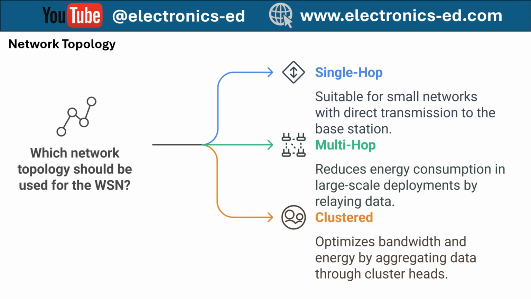3. Network topologies. Single hop: nodes transmit directly to the base station, suitable for small networks. Multi-hop: nodes relay data through neighbors, reducing energy consumption in large-scale deployments. Clustered: nodes form groups with cluster heads aggregating data before transmission, optimizing bandwidth and energy.